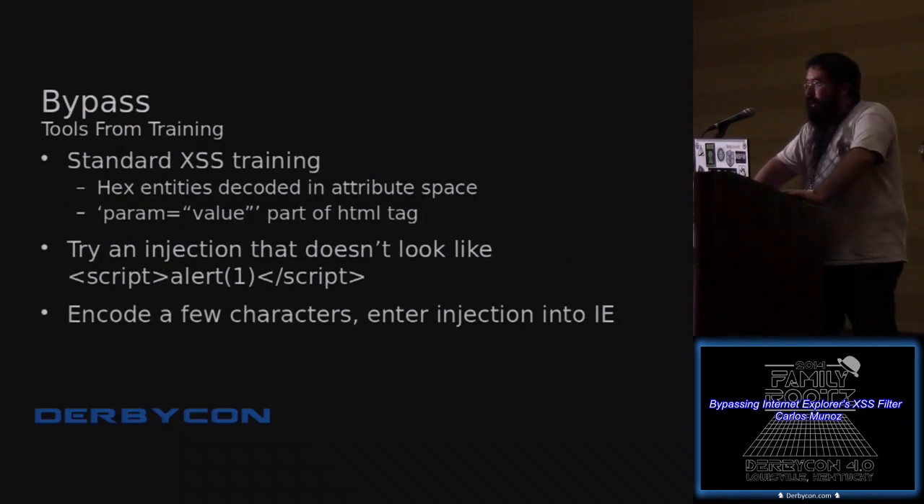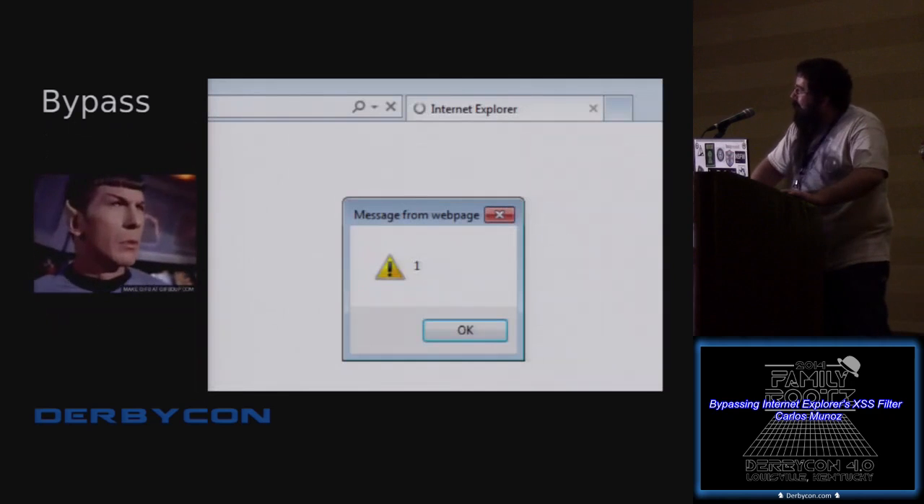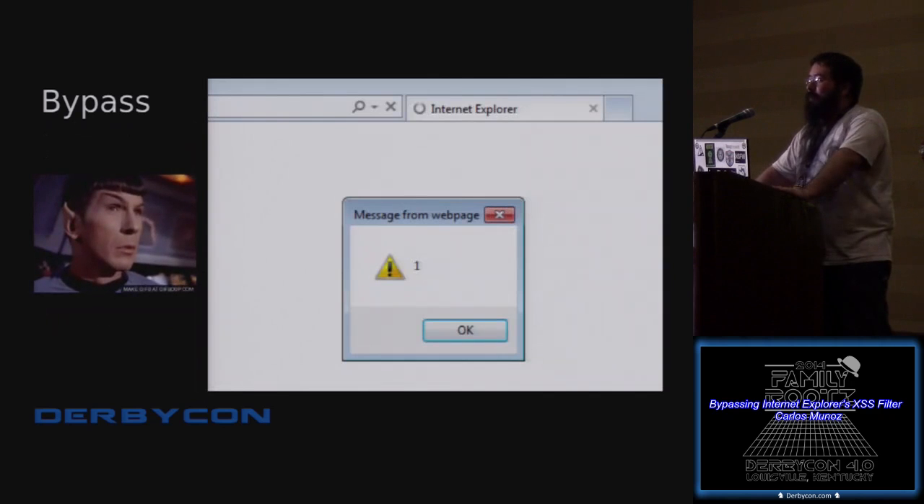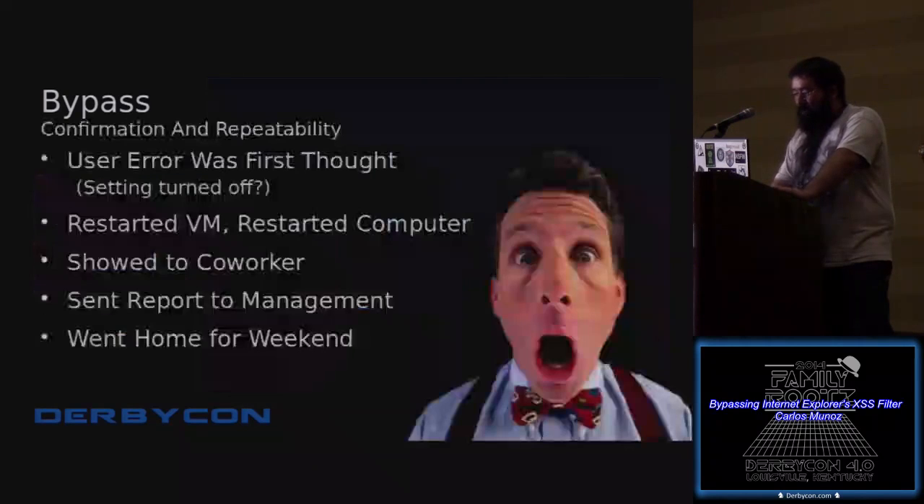As part of a standard cross-site scripting training we get at White Hat, in attribute spaces, we learned that the browsers will automatically decode hexadecimal entities. So, just trying to be clever and not have an injection that looked like script alert, I encoded a couple of characters so that they would land in the iframe definition as hexadecimal entities, which would then be automatically decoded by the browser for the secondary request to the vulnerable page. And I got an alert box. I was not expecting that.